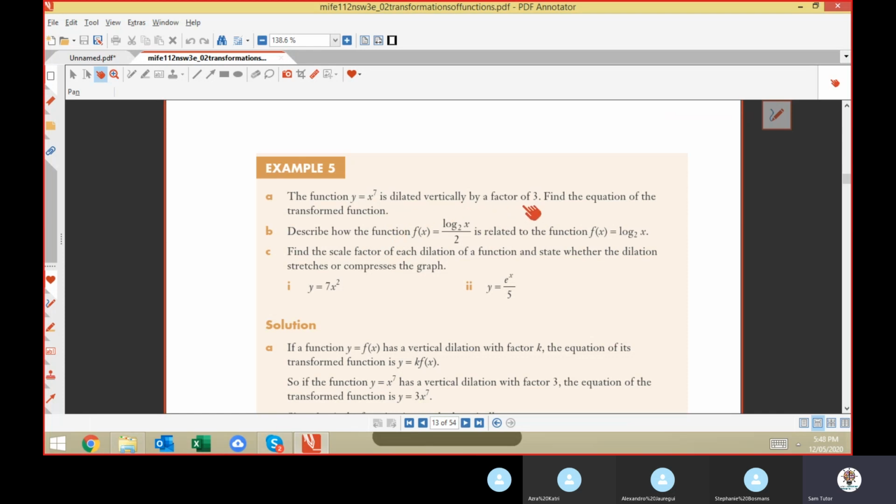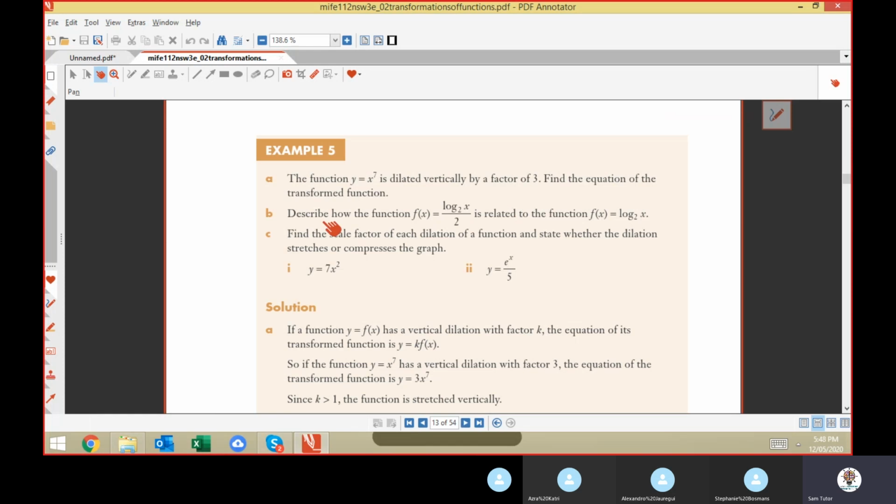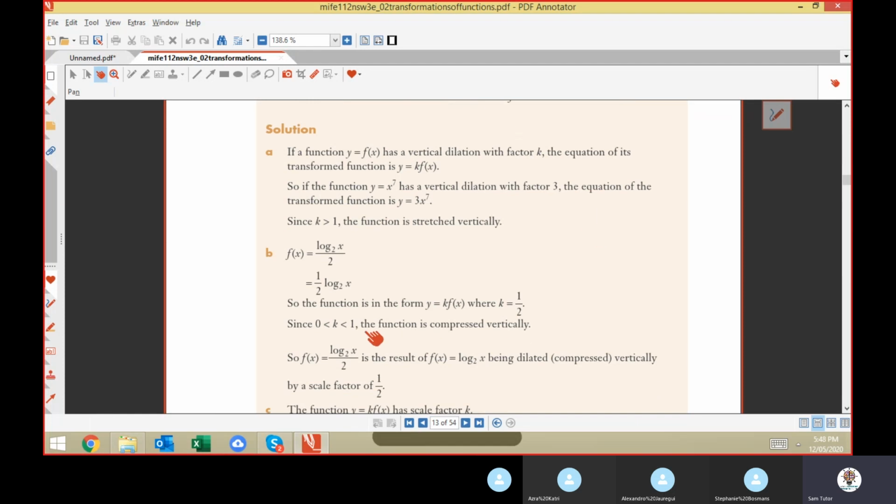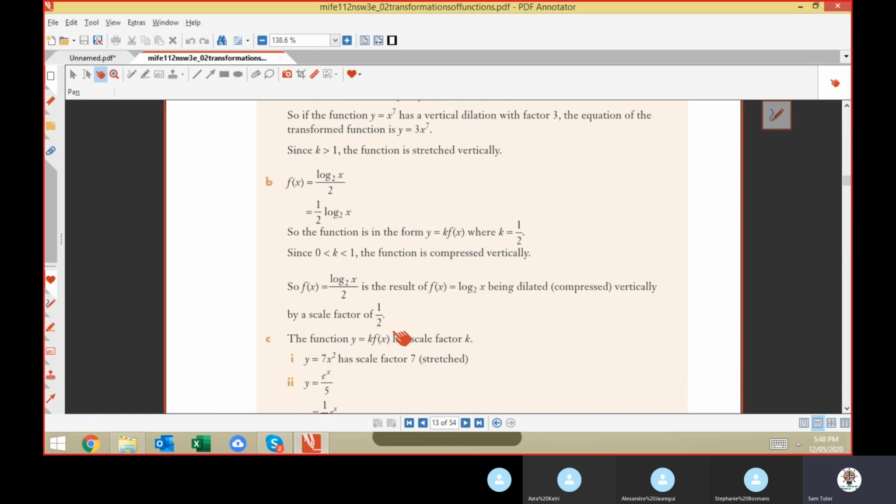So dilated vertically by a factor of 3, that means 3x squared. Describe how this function is related to this function. It's obviously divided by 2 or multiplied by half. So it's dilated vertically by half. Right, it's been compressed vertically by half.